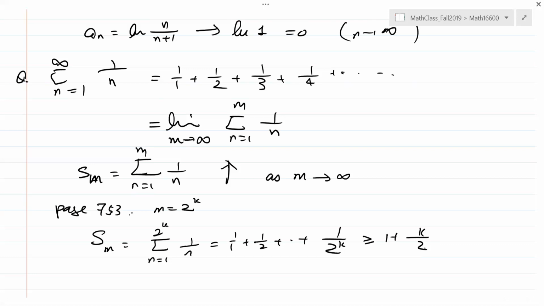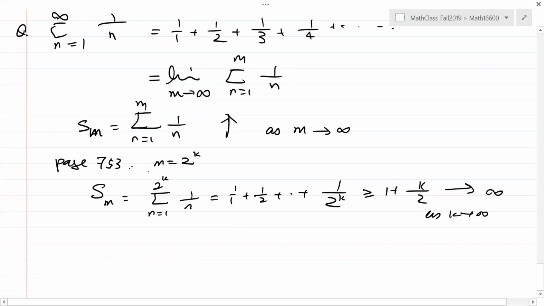And this is a pretty technique. Yeah. We get a lower bound, and lower bound increases as k increases. Okay, so that goes to infinity as k goes to infinity. So that means m equals 2 to the power k. So that indicates the limit as m approaches infinity, as m is positive.